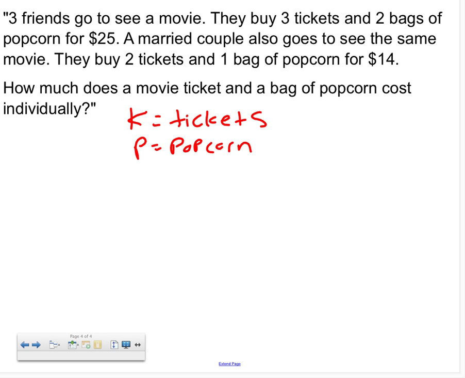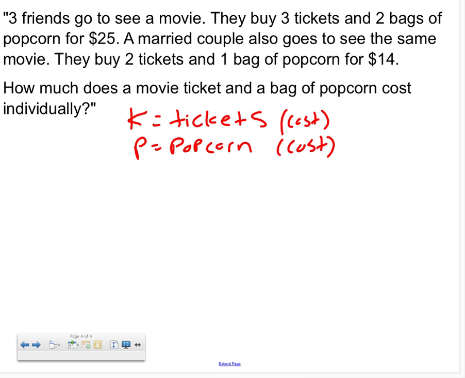And remember, this is not the number of tickets or the number of bags of popcorn. This is the cost. So it's the cost of a ticket and the cost of a popcorn. Because we're not looking for how many popcorns they bought. We already know that. We want to look for how much it cost for just one.